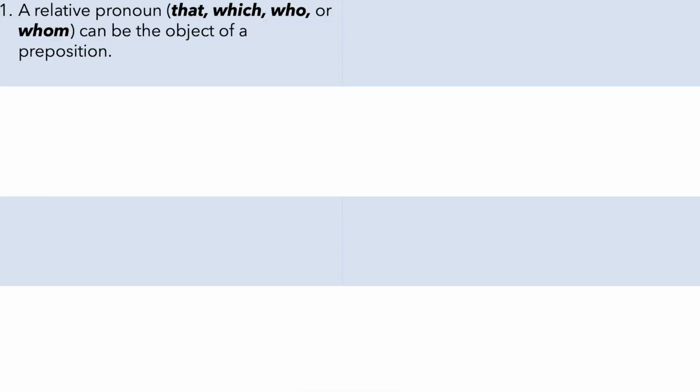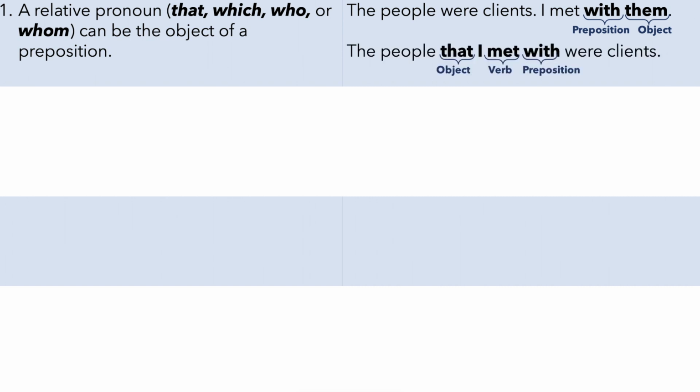Rule number 1. A relative pronoun, that is, that, which, who, or whom, can be the object of a preposition. The preposition usually comes after the verb in an object relative clause. For example, the people were clients. I met with them. Becomes, the people that I met with were clients. Notice that the preposition comes after the verb.